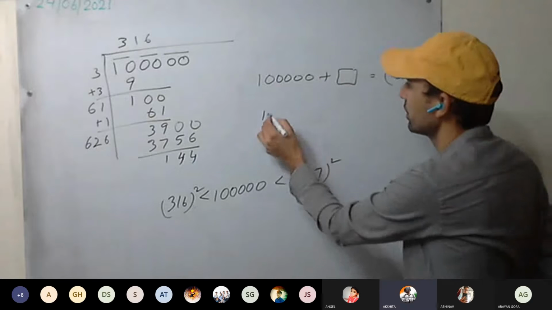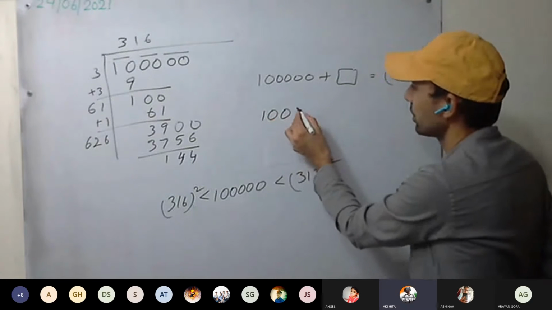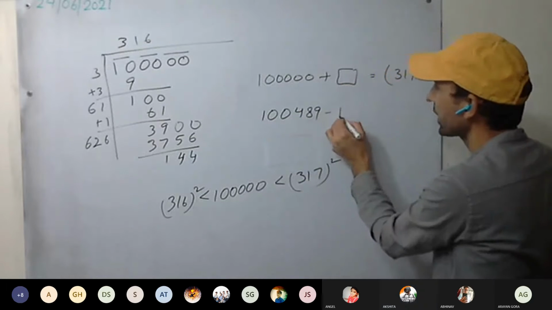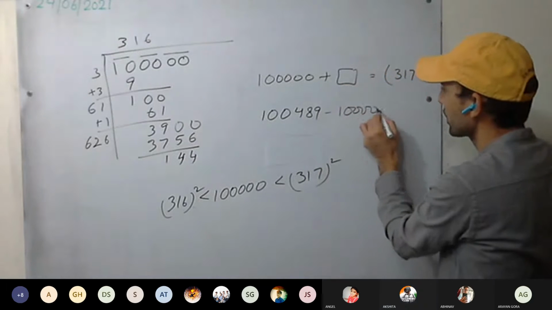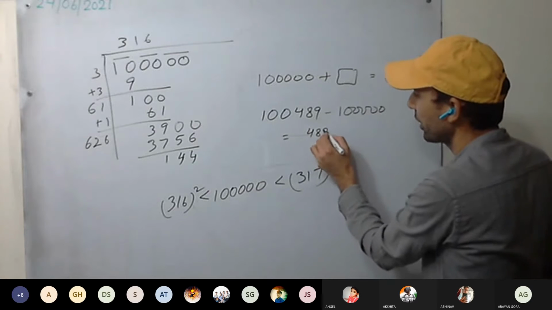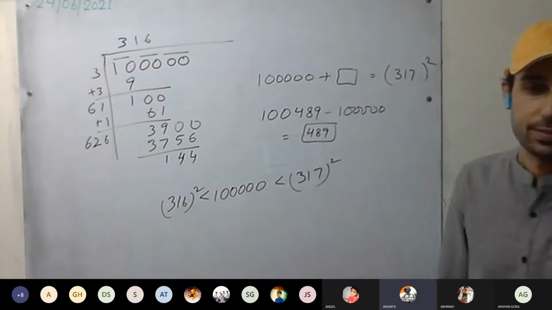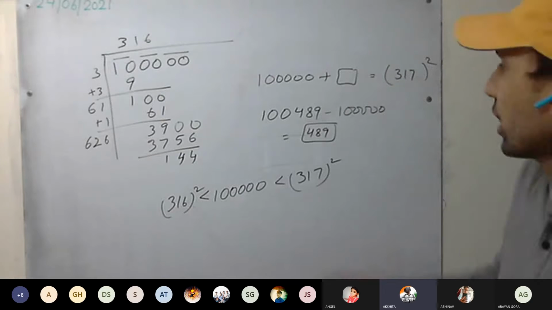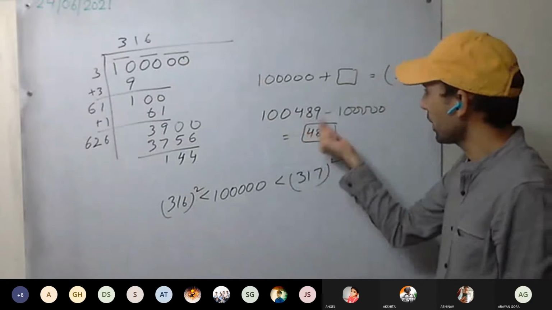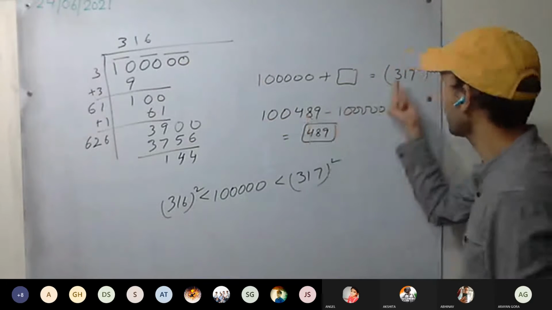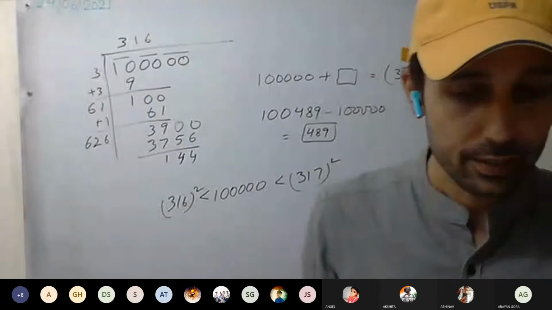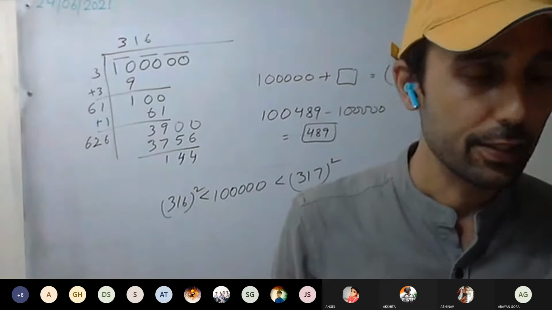100,489. Okay. And what number have we added? Minus this one, 35. Okay. What have we added? 489. So if we add 489 to this number, the resultant number will become a perfect square of 307. This is clear? Okay. Yes, this is clear, the long division method.